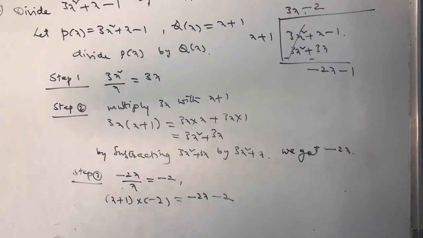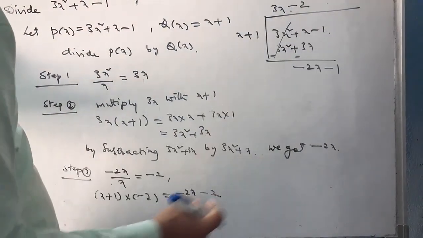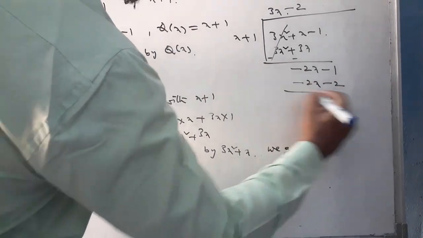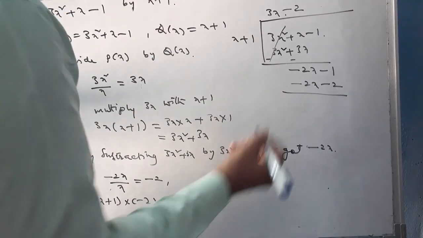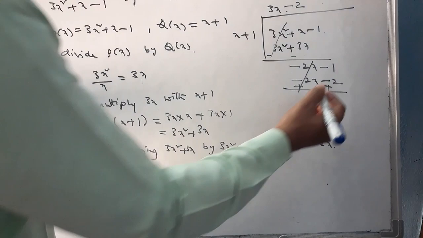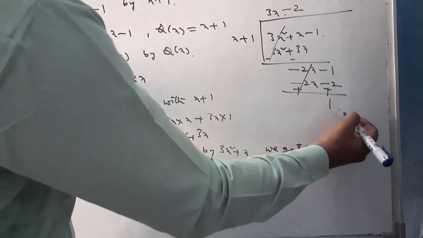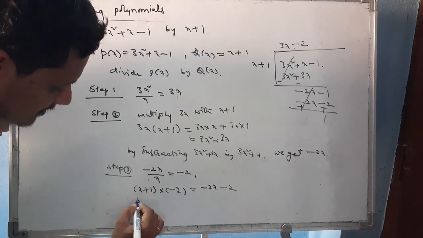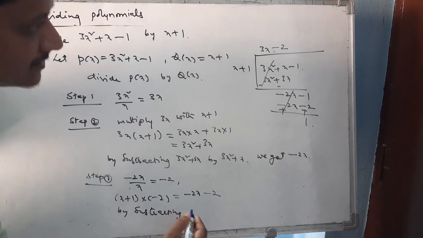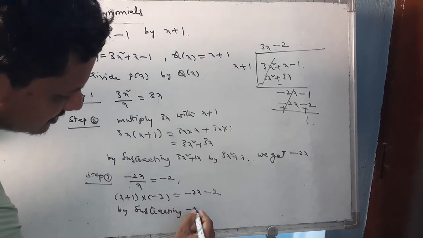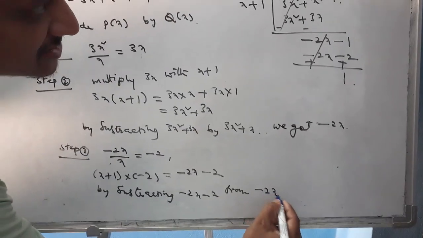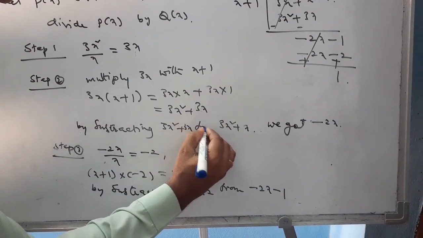Now we have to subtract this, minus 2x minus 2. Here we write minus 2x minus 2. Subtraction means the signs will change. Plus, plus, these both will be cancelled. We will get plus 2 minus 1, which becomes 1, by subtracting minus 2x minus 2 from minus 2x minus 1.